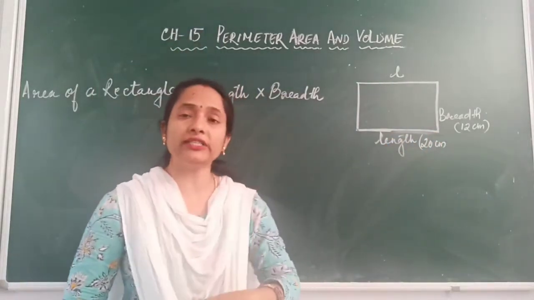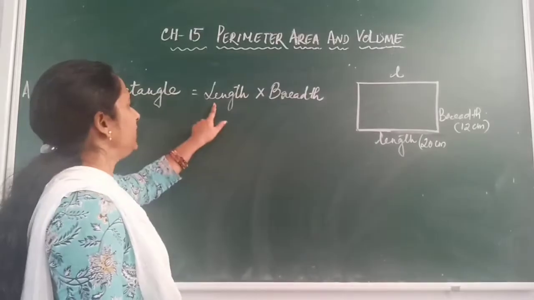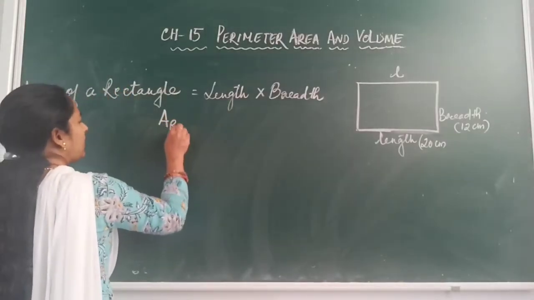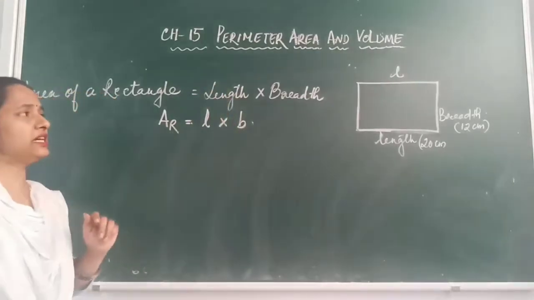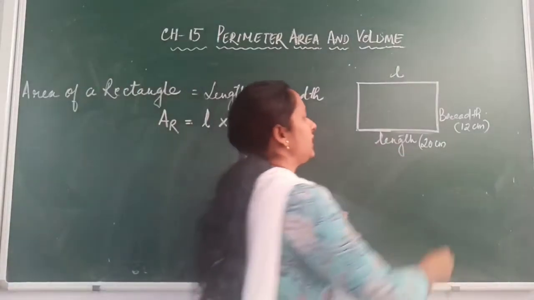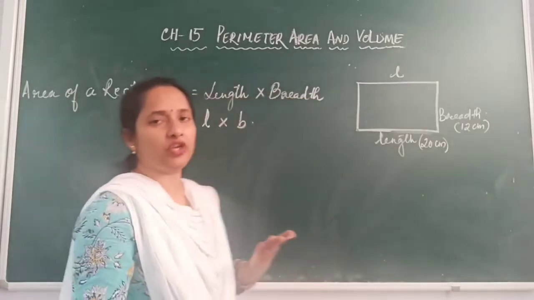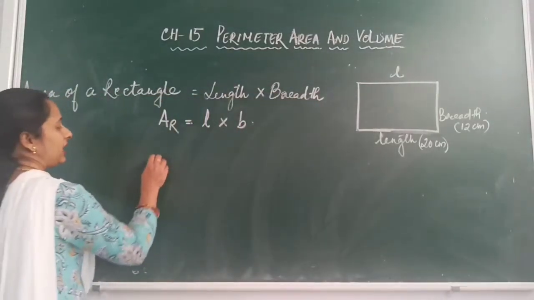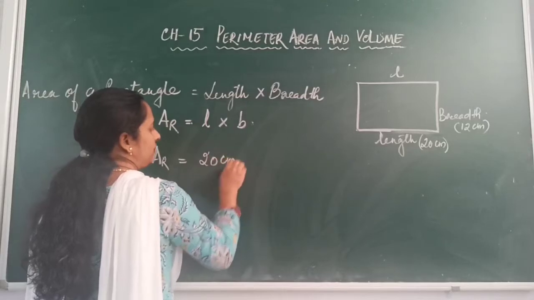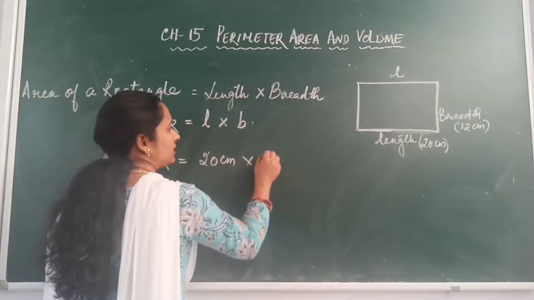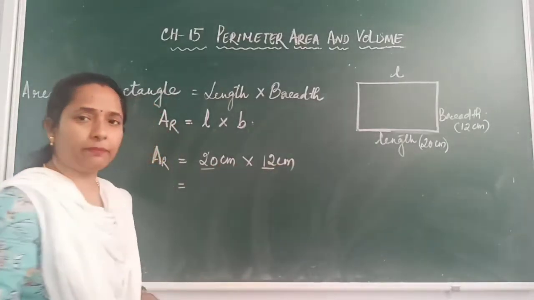Now, what is the formula for finding the area of a rectangle? The formula for finding the area of a rectangle is length multiplied by breadth. So here, suppose the length of the rectangle is 20 centimeter and the breadth of the rectangle is 12 centimeter, then how will you find the area? Here the area of the rectangle will be 20 centimeter, length, multiplied by breadth, 12 centimeter. This will be equal to, first multiply the numerical part.